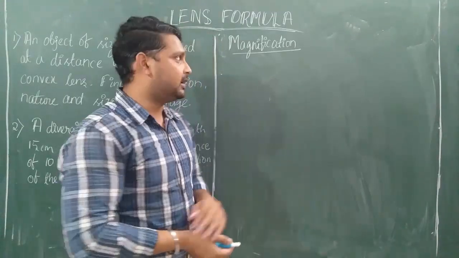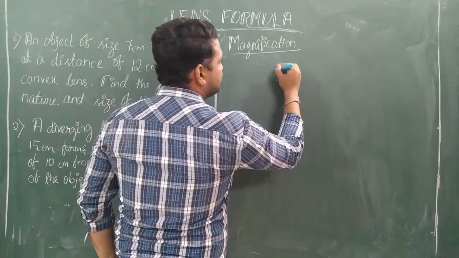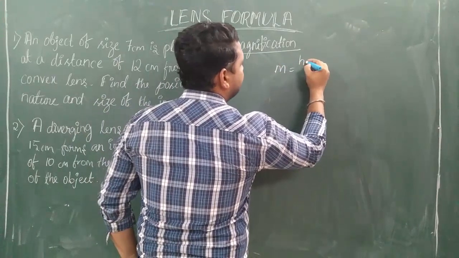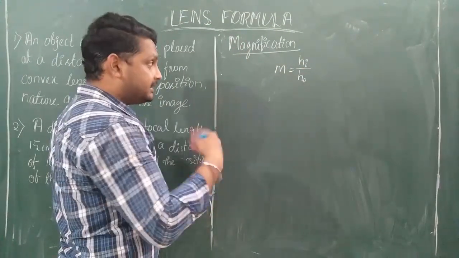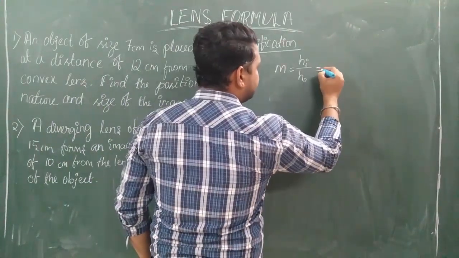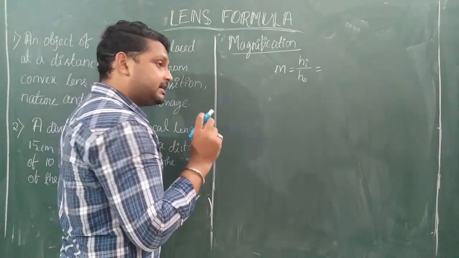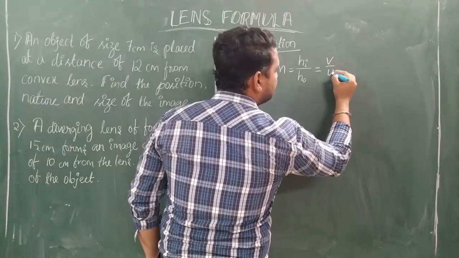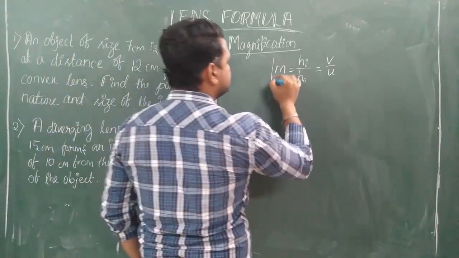Let's see. Now recall, in the mirror formula you studied magnification m is equal to height of the image by height of the object. So this is the basic formula. Instead of this, you also studied that magnification m is equal to minus v by u. But in case of a lens, the magnification m is equal to v by u.